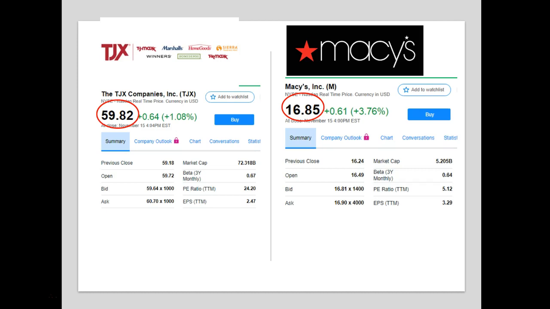Now, we cannot make those two comparisons and draw any conclusion. Why? Because they're absolute numbers, they're not ratios. Similarly, market cap, which is $72.3 billion versus $5.2 billion. And market cap really is nothing more than stock price times number of shares. Obviously, intuitively you can tell the TJ Maxx is much better because of the market cap, but you still cannot make a real conclusion. What you want to look at is the price to earning ratios.